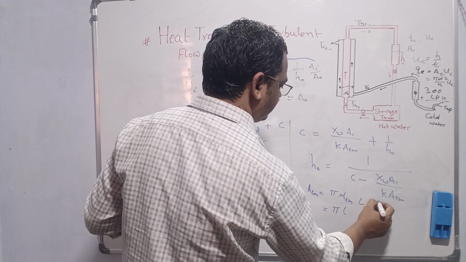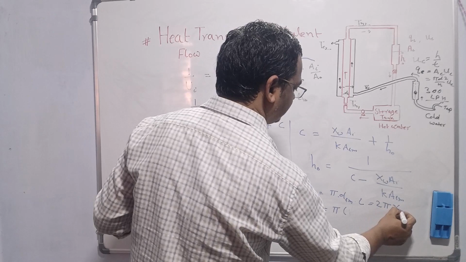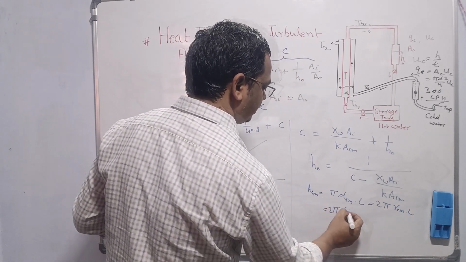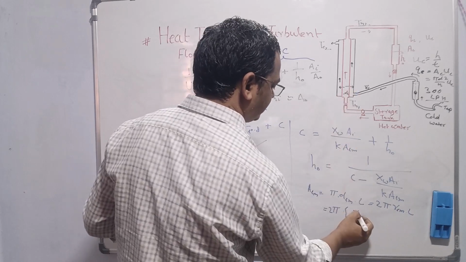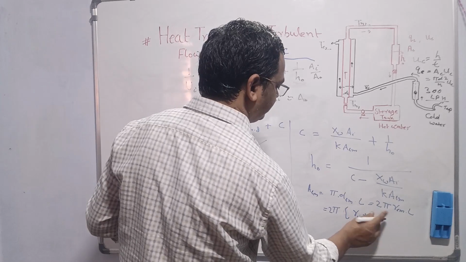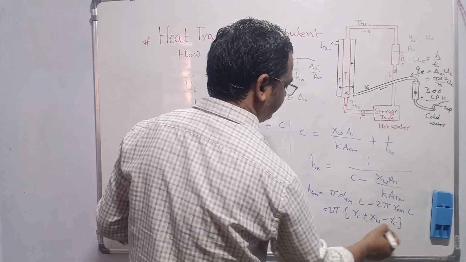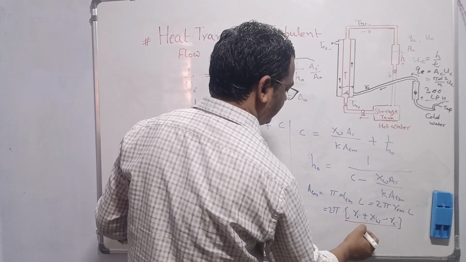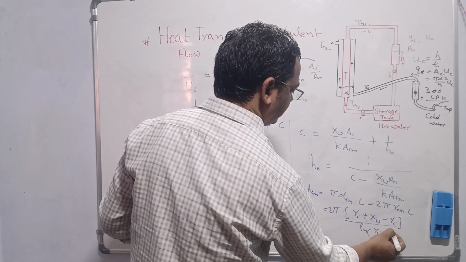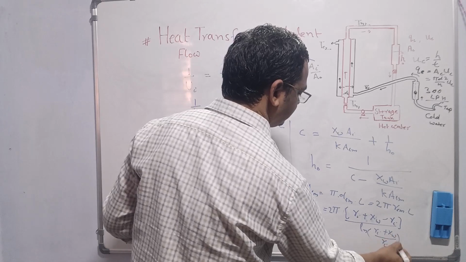Or we can say 2 pi rLm into L, where rLm is the log mean radius. Outer radius of inner pipe, that is the sum of inner radius plus thickness xw, minus inner radius of inner pipe, divided by ln of outer radius divided by inner radius of inner pipe.